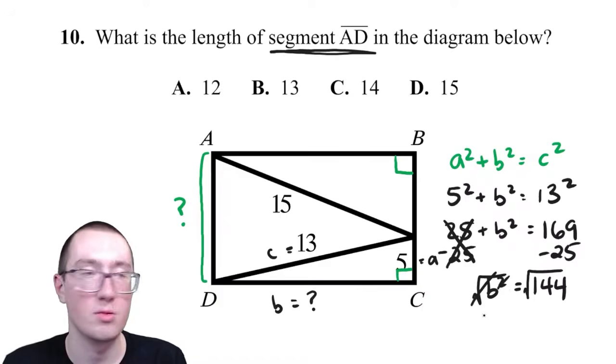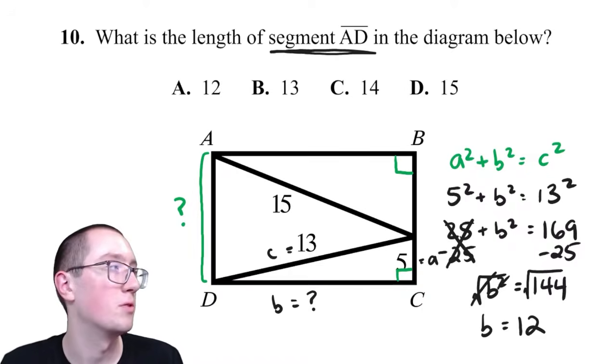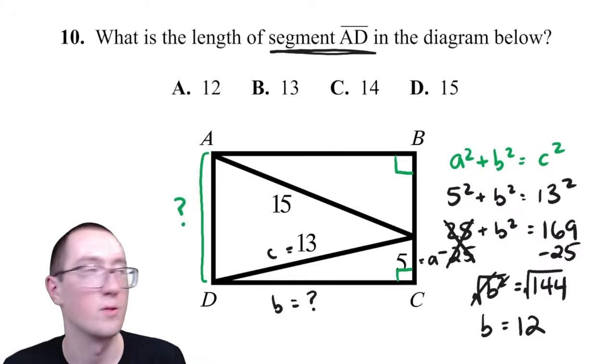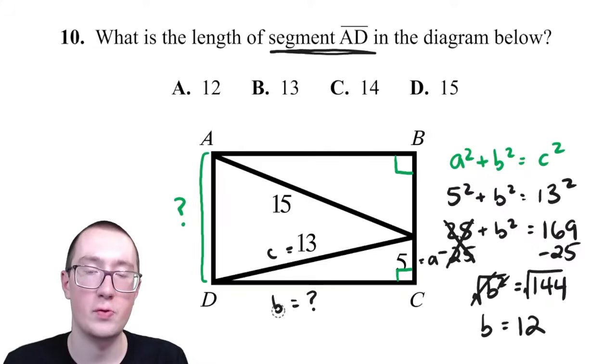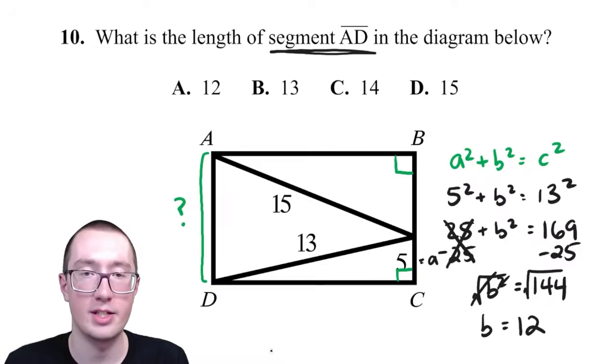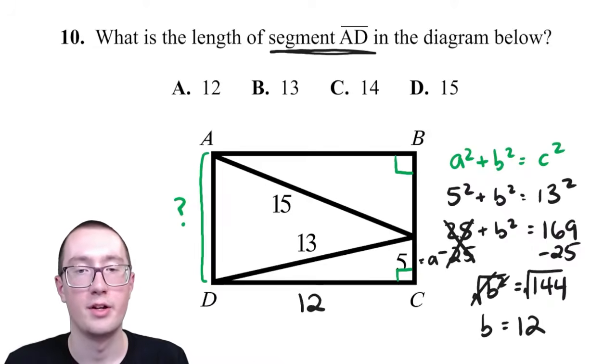So these cancel out. On the left, we have our letter B, and on the right, we have the square root of 144, which is 12, because 12 times 12 is 144. So we have solved for this side here. This side down here is equal to 12.